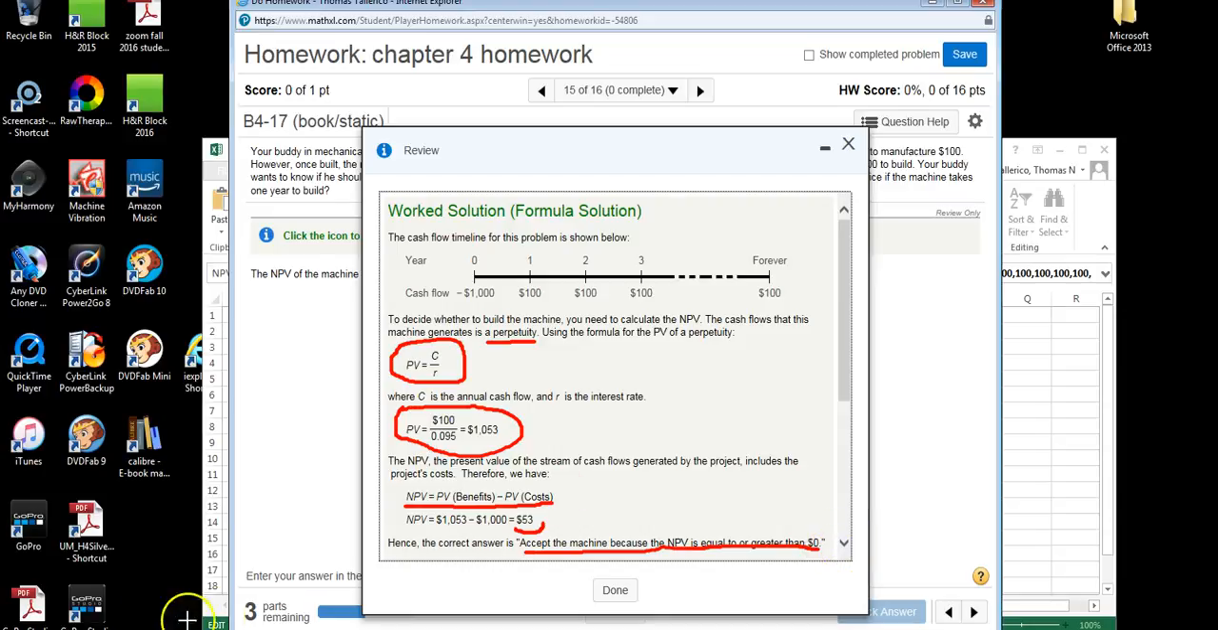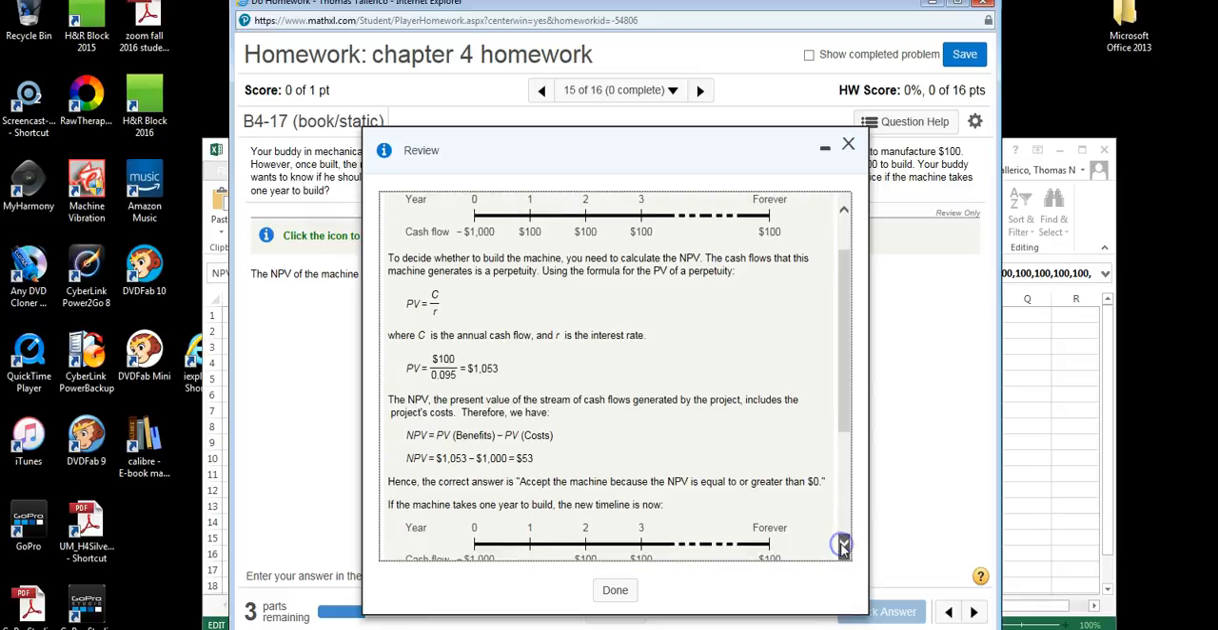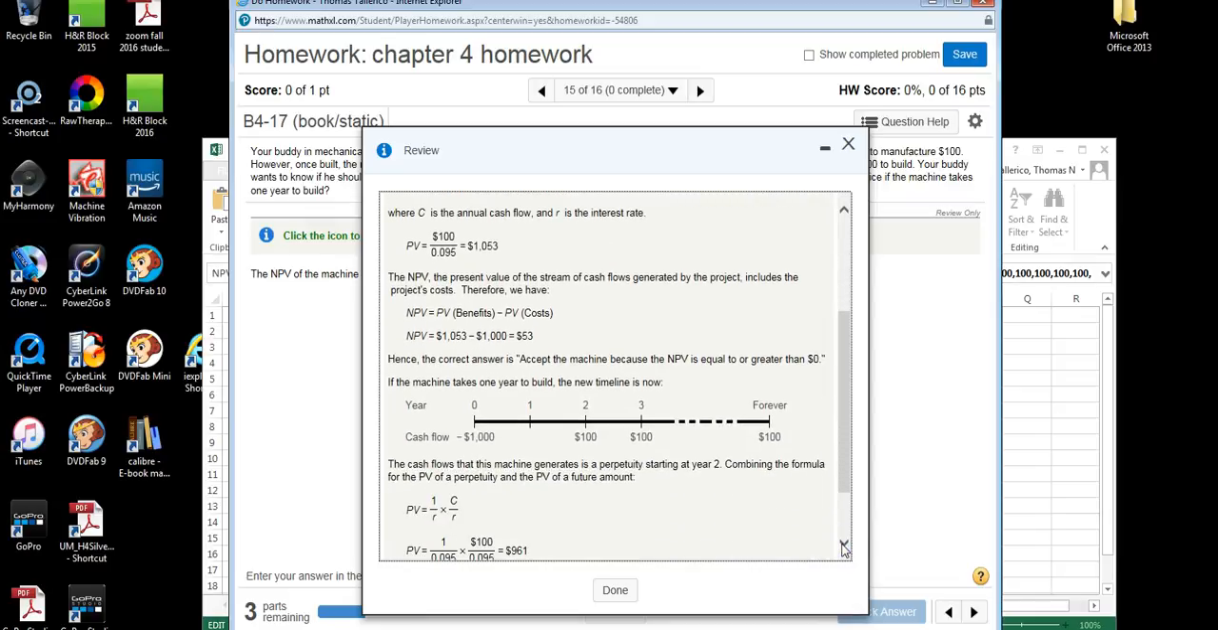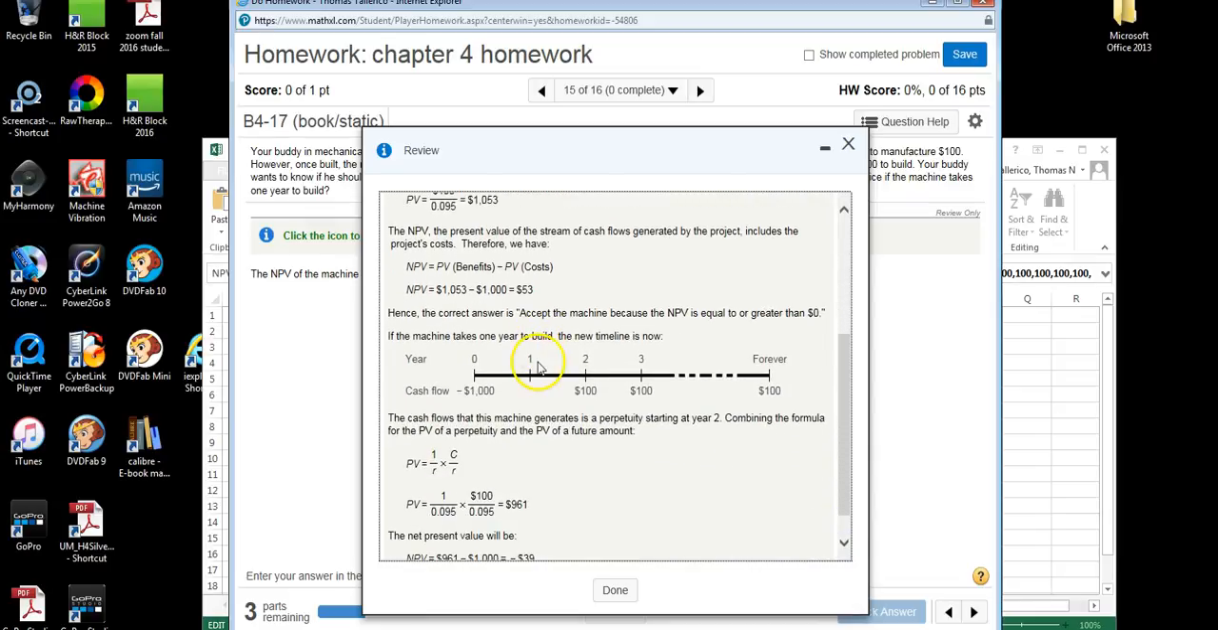Now, for the second part, they told you to wait a year, miss a payment, wait a year before you start. It takes 1 year to build before you start printing out the money. The equation in that case is, it says here, and I don't expect you to know this equation, but I want to show you how you can do it without dealing with the equation.